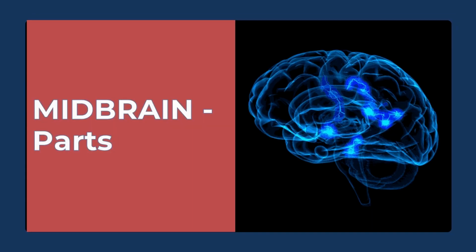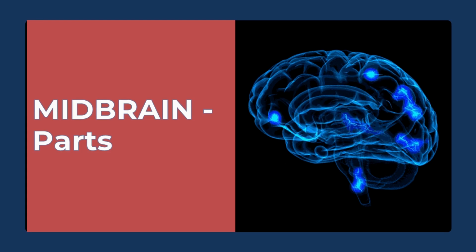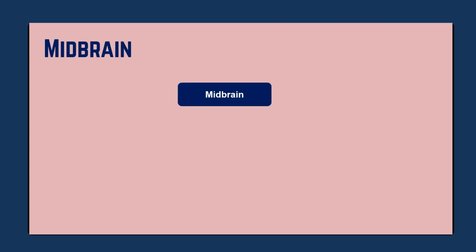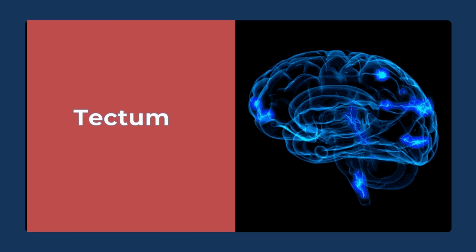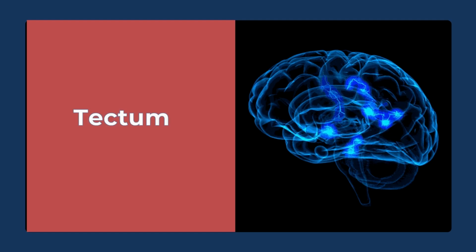Now that we have seen the functions of the midbrain, let's look at the different parts of the midbrain. So, the midbrain is divided into mainly two parts. The first is the tectum and the second is the tegmentum. We look at each of these parts in detail. Okay, we start with the tectum.